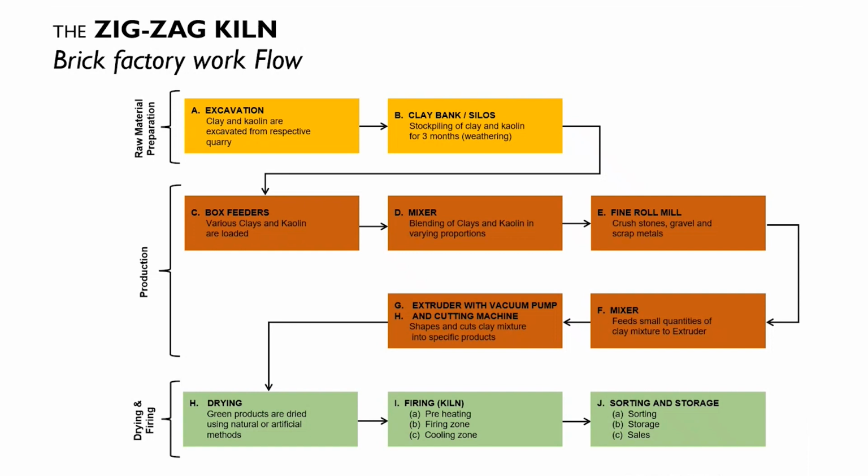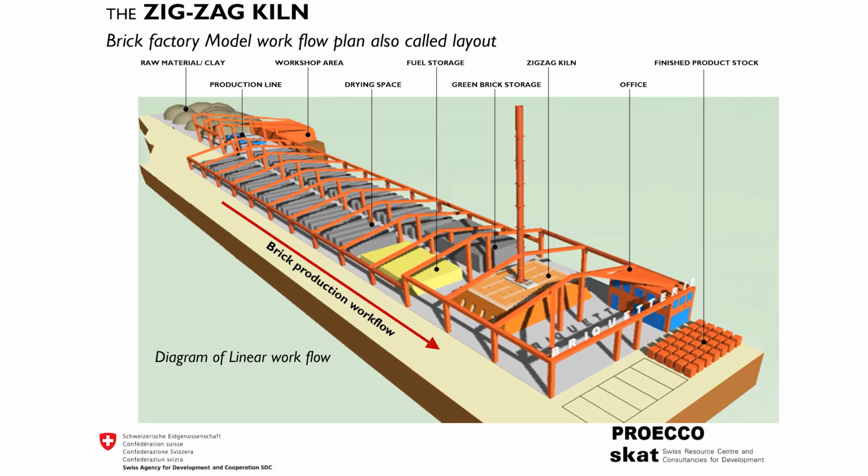Before we continue with zigzag kiln construction, let's remember that a kiln is a component in a brickwork, and the operations are synchronized in the activity chain called the workflow. The chain starts with raw material excavation and storage, then continues with production where the ready material gains shape through production line machinery, and then the flow ends with drying and firing to get the finished product for market or construction use. As mentioned in the previous slides, brickwork layout design varies and most of the time depends on the site configuration and topography.